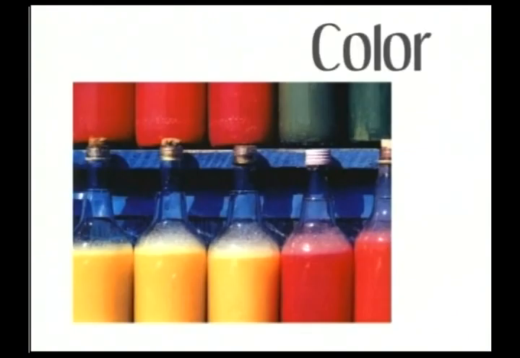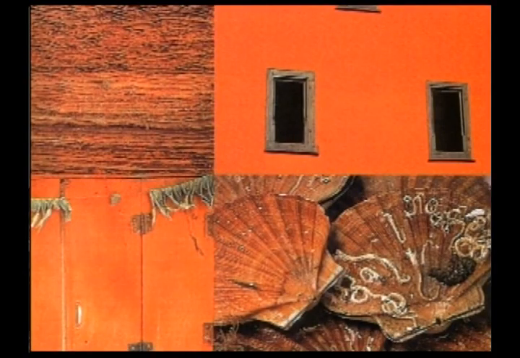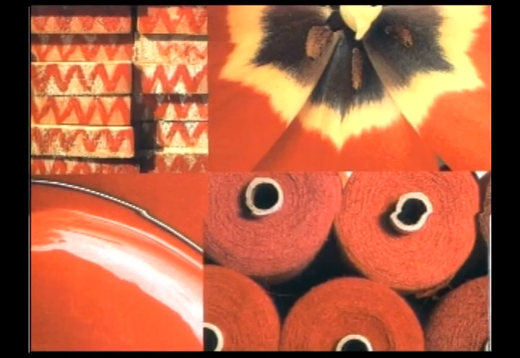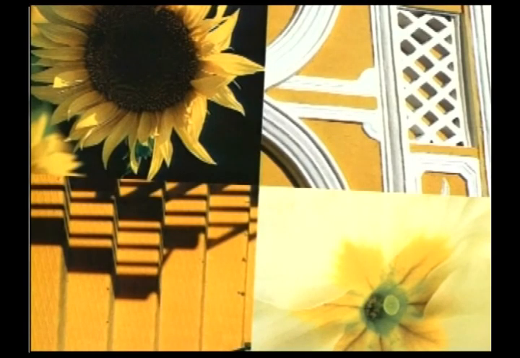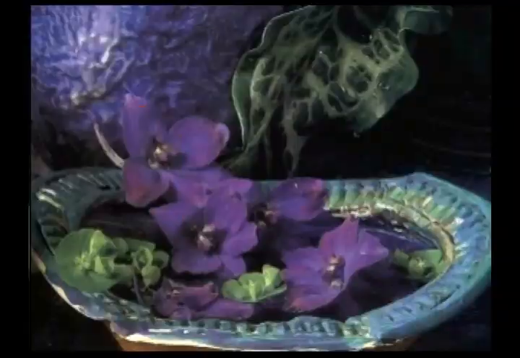The fourth and final element of design is color. Of all the elements, color has the most immediate and profound effect on our visual perceptions and emotions. But before we get to all that, we need to understand where color comes from.